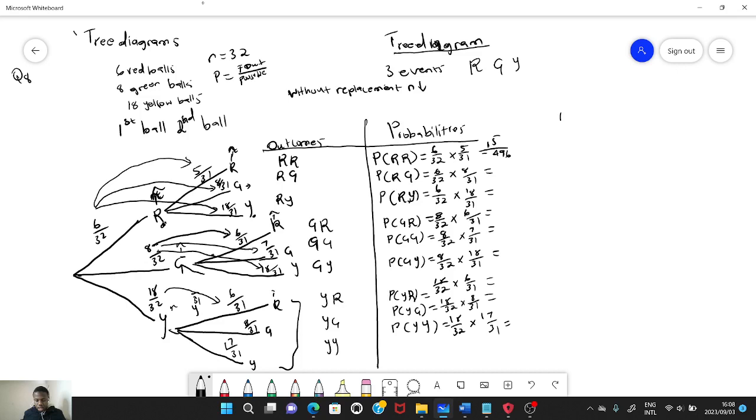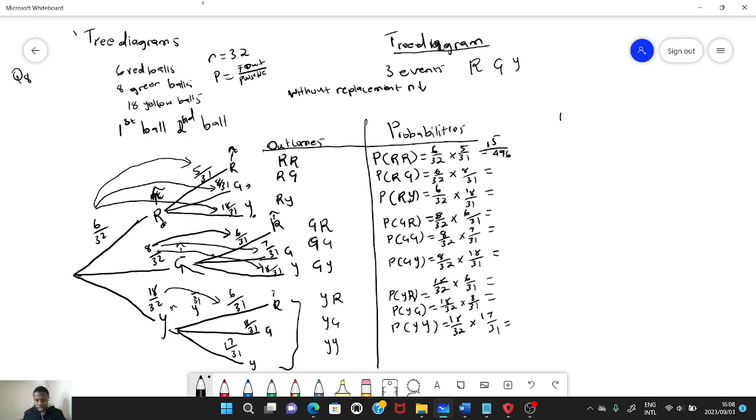Now we want the probability of choosing the same color, meaning when the first ball that I choose is red, the second ball I'm going to choose has to be red. The same thing when I choose a green ball, the second one has to be green. When I choose a yellow ball first, even the second ball has to be yellow.